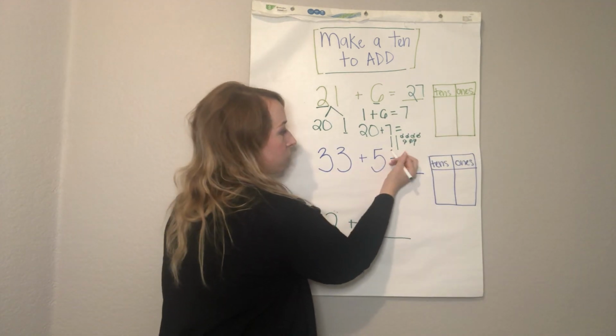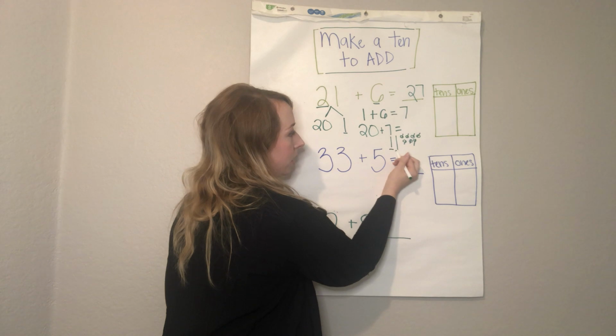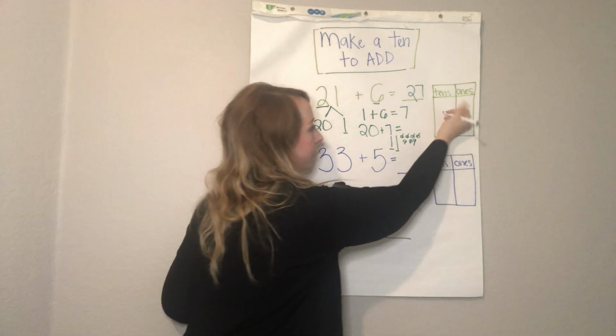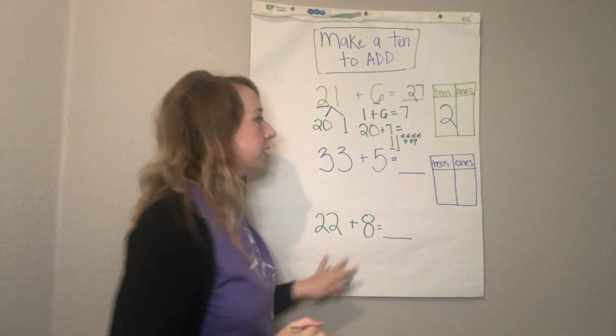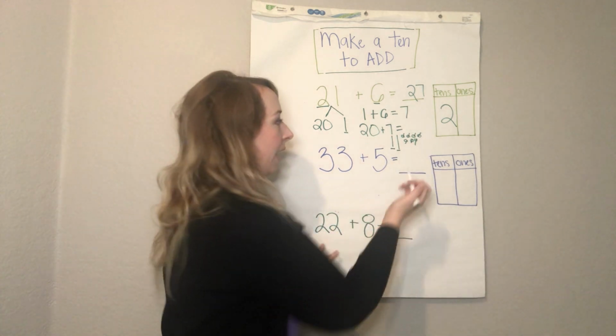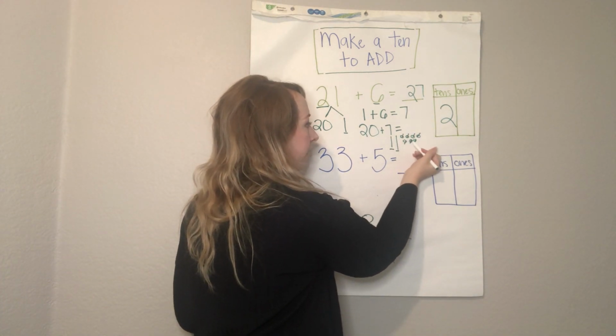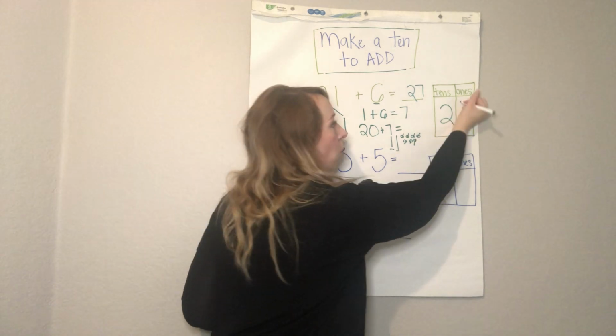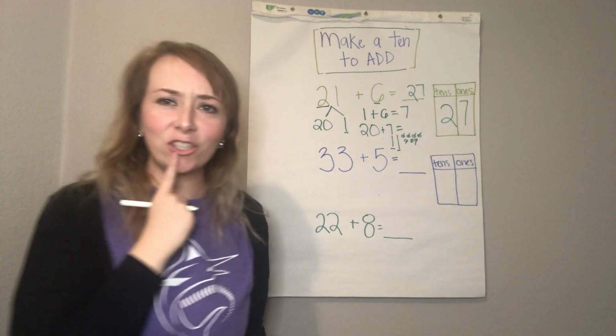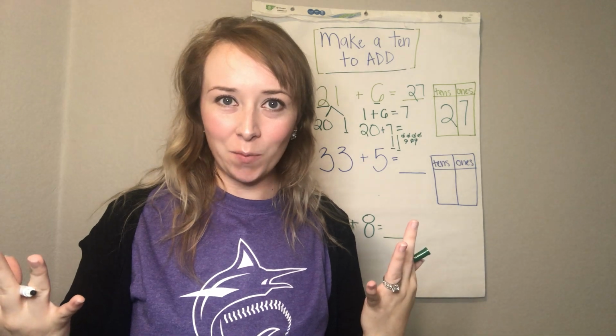So looking at Mrs. Gordon's picture, I had 1, 2 10s. And let's count how many 1s I had. I had 1, 2, 3, 4, 5, 6, 7 1s. You know what's interesting? And I wonder if you're seeing what Mrs. Gordon is.